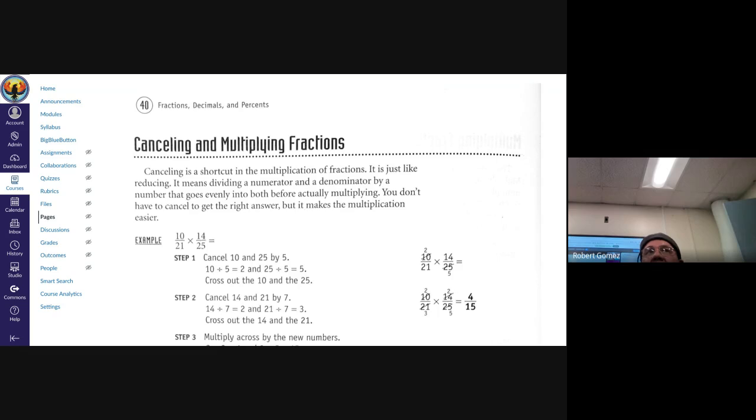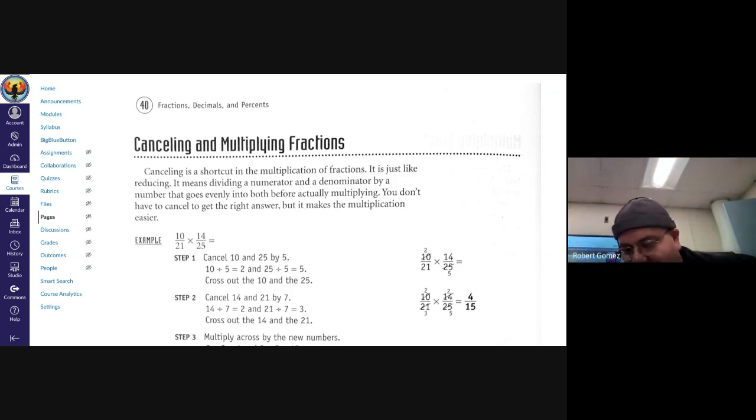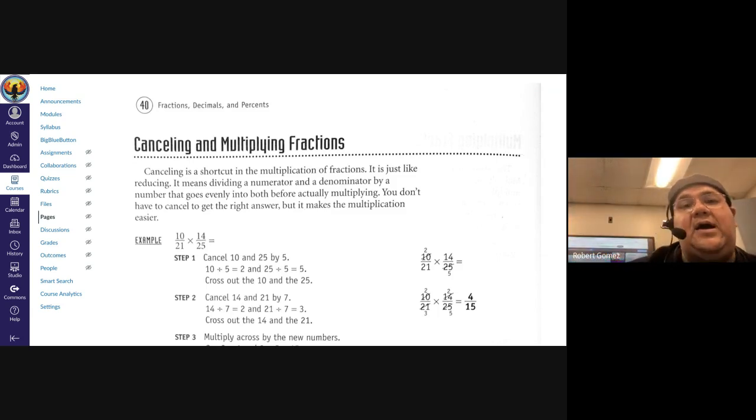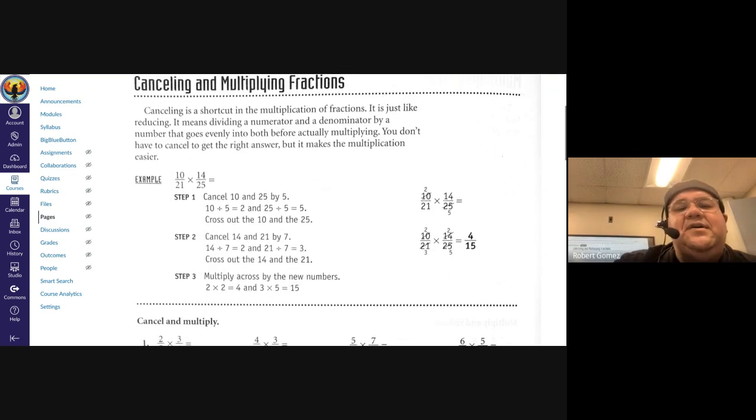The reason why is because multiplication and division are so closely related to each other that we can manipulate them in that way. So let's take a look at this. Canceling is a shortcut in the multiplication of fractions. It's just like reducing. It is essentially reducing.